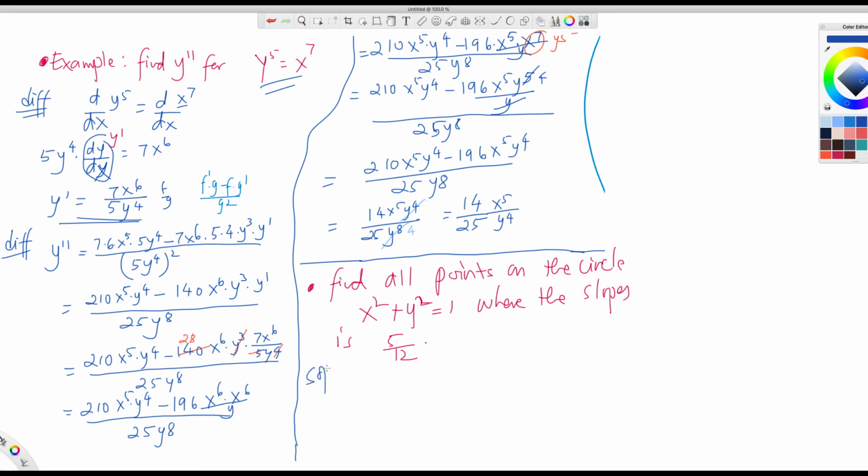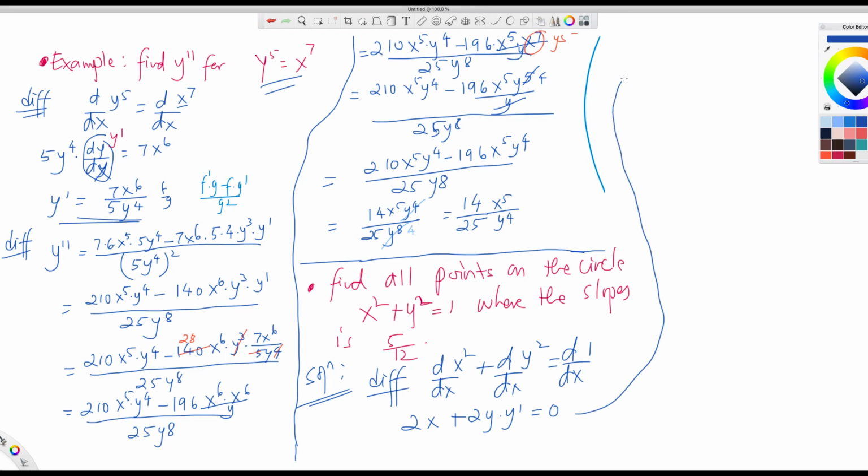So the solution is basically, we differentiate. When you differentiate, you write d over dx of x squared plus d over dx of y squared equals d over dx of 1. In implicit differentiation, it is easier if you write the d over dx form instead of prime. So this will be 2x plus 2y times y prime. You can write y prime later, or you can keep dy over dx, that's fine. Equals 0.